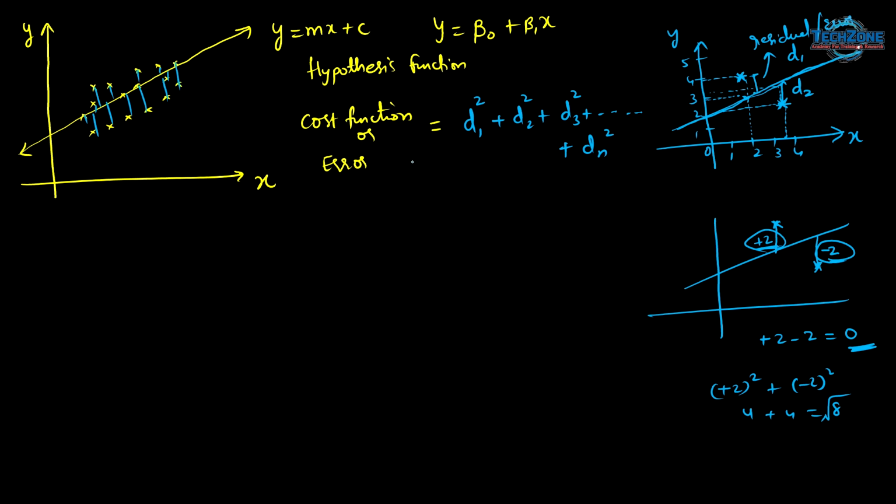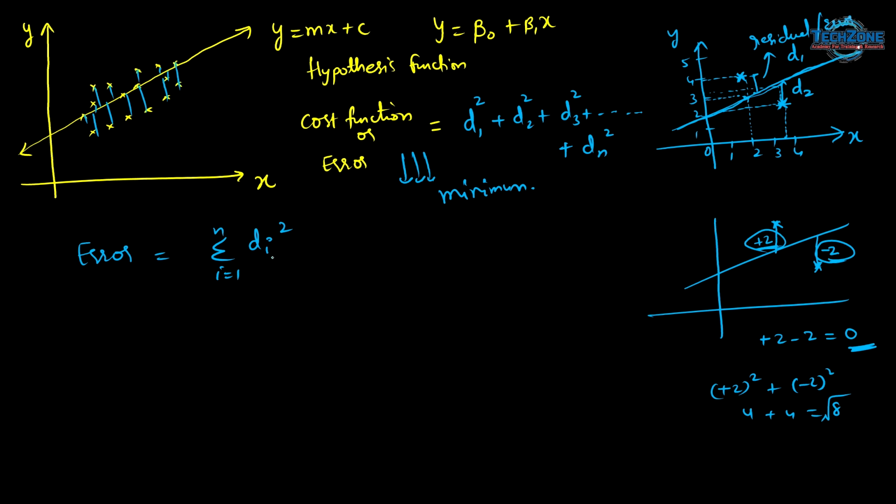And this error should be minimum. So d1 square plus d2 square, d3 square and so on up to dn square. That is our cost function or error function. So let us rewrite that error function. We can write that as the sum from i is equal to 1 to n of di square, because we have 1, 2, 3, 4, 5 here, right? We have generalized this.